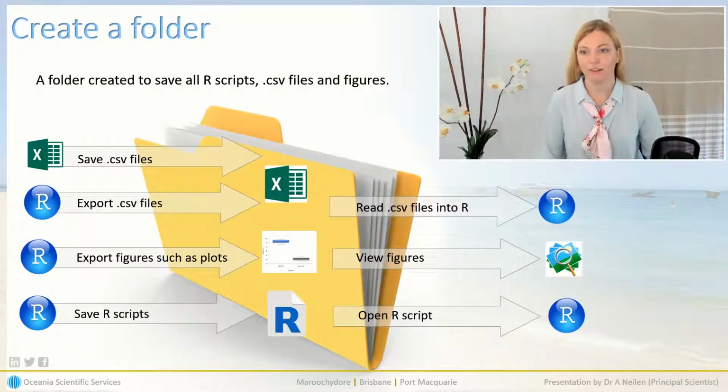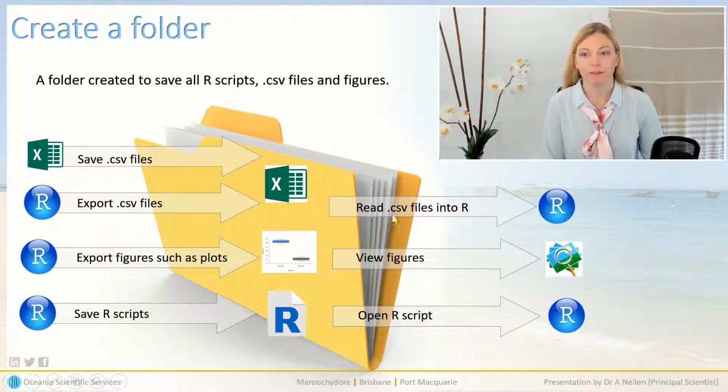Let's have a look at our folders. The folder you're going to create today will be a folder which you can save CSV files into. There we are. Save CSV files. So that's opening Excel, creating data, saving it, exporting data out of R. I'll show you the code for that. This exported data can then be read by Excel if we chose, or a different program. Exporting figures and plots we might save in the same folder, and we might also put all our R scripts.